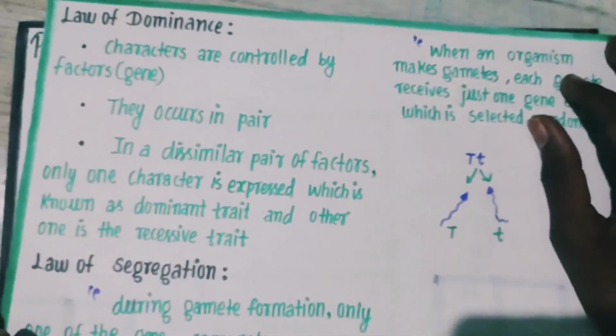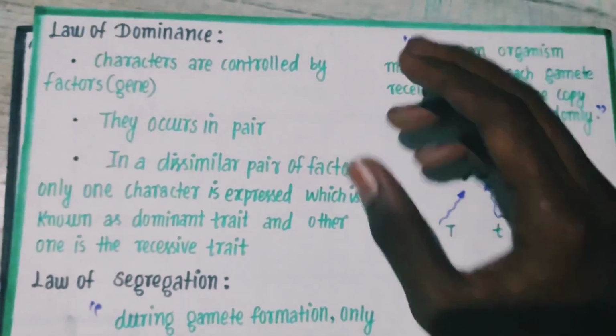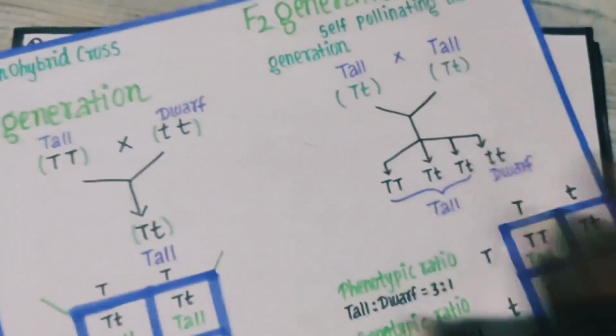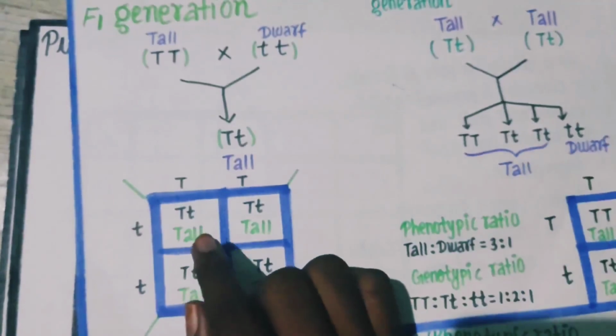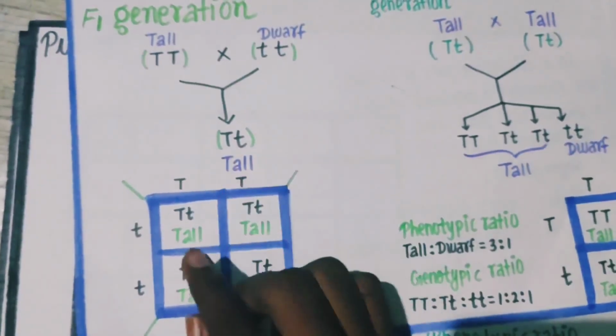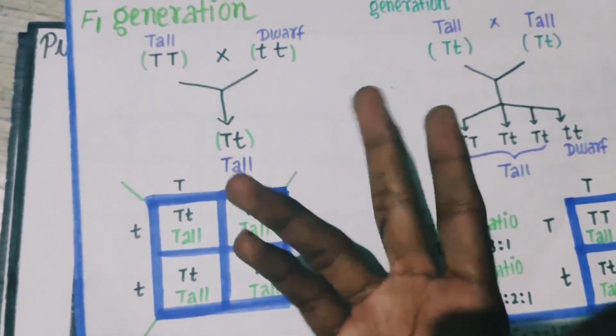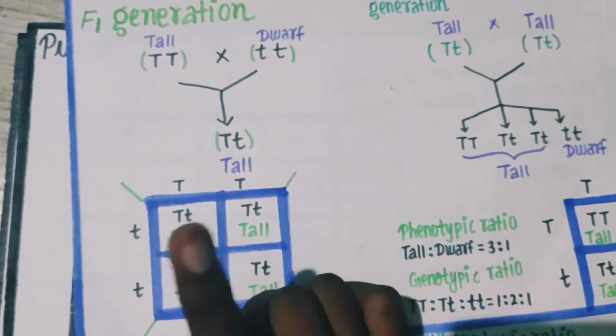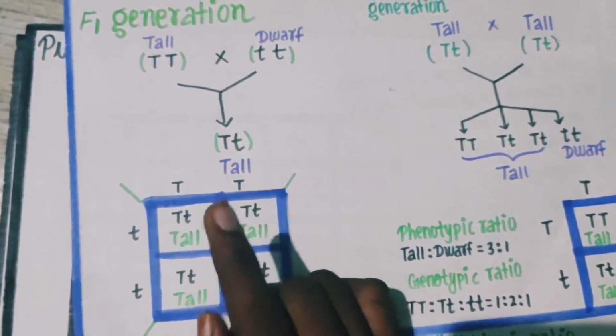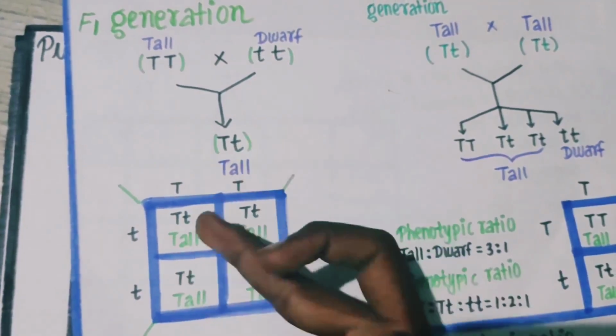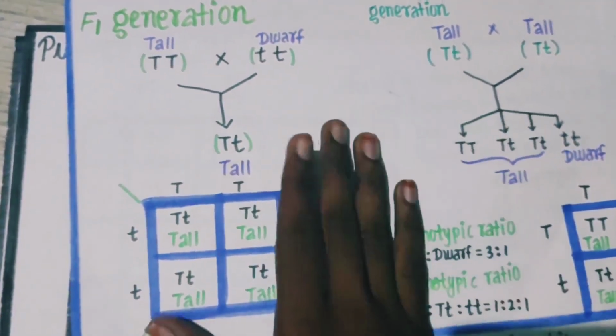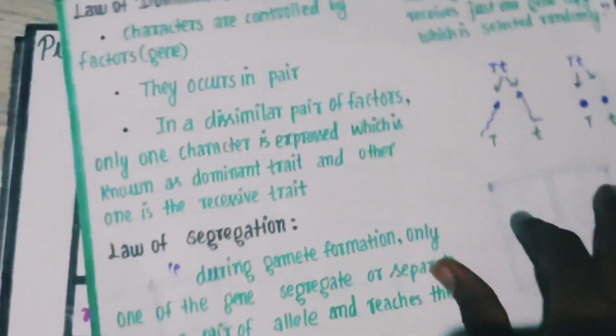The first law is the law of dominance. What does this say? In case of heterozygous condition, which character is going to be expressed? That dominant character, right? That is what the law of dominance is all about. In case of heterozygous condition, only one character will be expressed, which is known as the dominant character. The other one is going to disappear. That is what is known as the law of dominance.